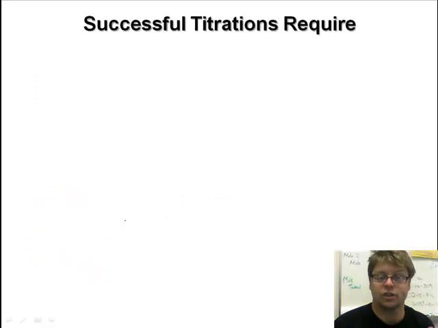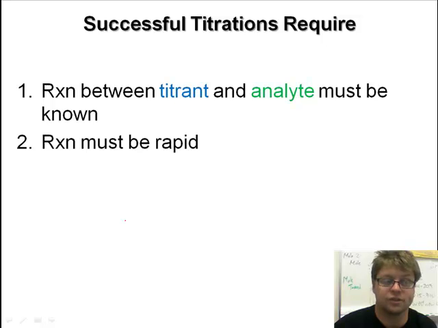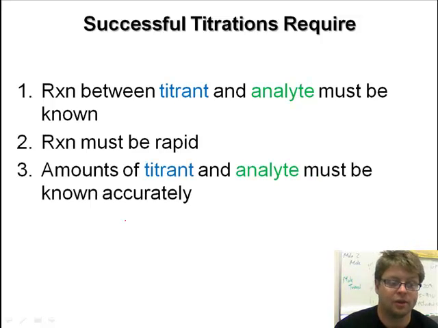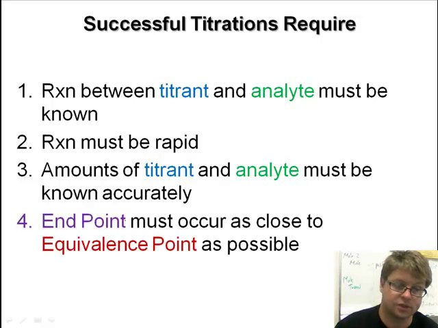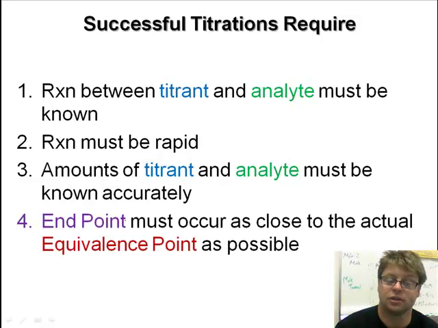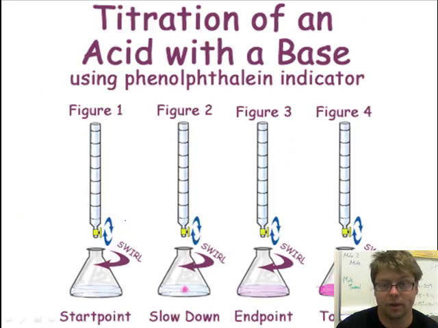So, successful titrations. How do you be successful? The first is the reaction between the titrant and analyte must be known. So you must know hydrochloric acid and sodium hydroxide make sodium chloride and water. The reaction must be rapid. It must happen quickly. If it takes too long, then you may not be able to see the reaction when you add the titrant. Amounts must be known accurately, so you've got to measure precisely. And the endpoint must occur as close as possible to the equivalence point. Again, endpoint and equivalence point are not the same thing, but you want to be close.